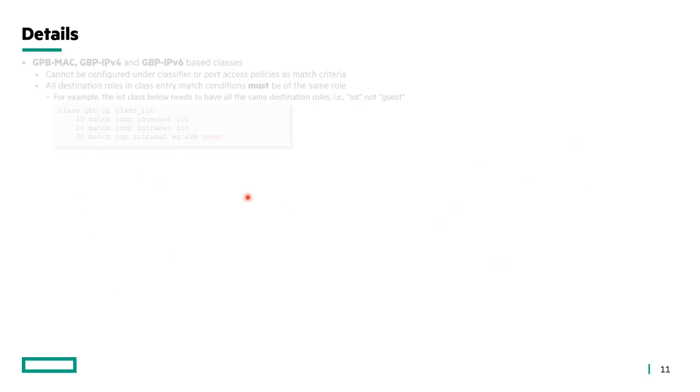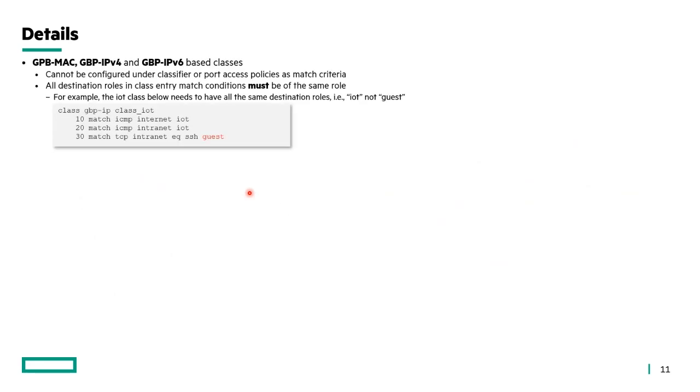So onto the details. For traffic classes for GBP MAC, IPv4, and IPv6 base classes, they can't be configured under classifier or existing port access policies and match criteria. And all the destination roles in the class entries must match conditions. They must be the same role as you see here. So for example, the IoT class needs to have all the same destination roles. So we can't have guest here. This would not be allowed by the CLI.